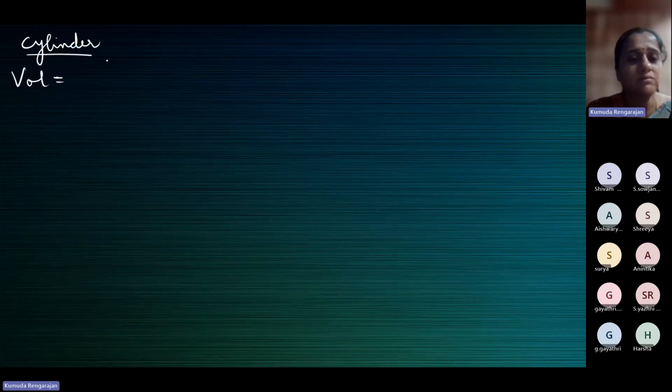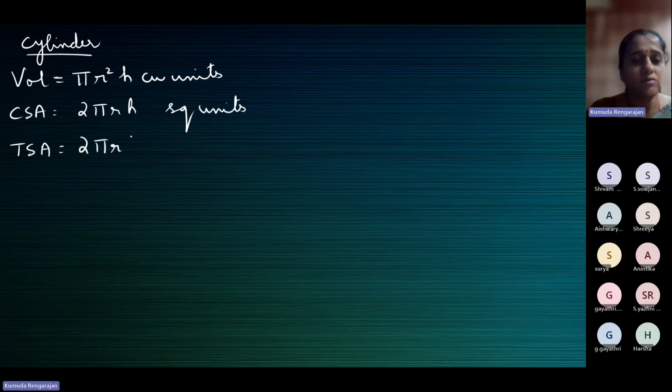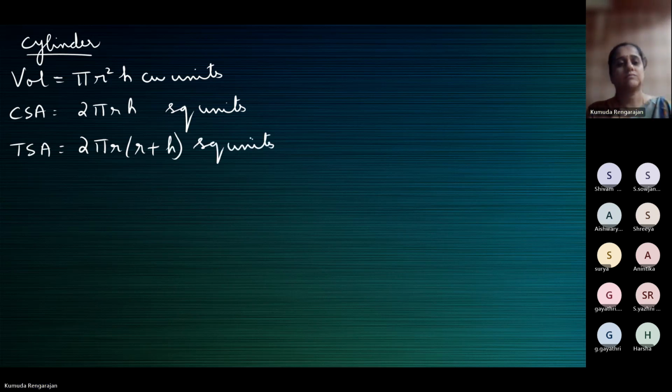Volume of a cylinder, formula: pi r square h, cubic units. Curved surface area, 2 pi r h, square units. Total surface area, 2 pi r into r plus h, square units. Volume, pi r square h. Curved surface area, 2 pi r h. Total surface area, 2 pi r into r plus h.